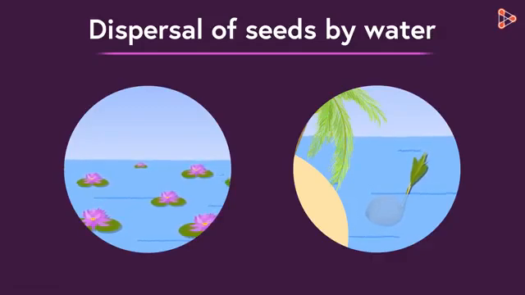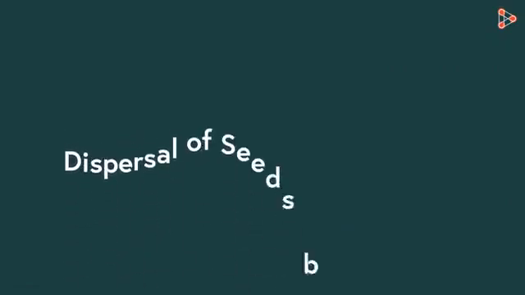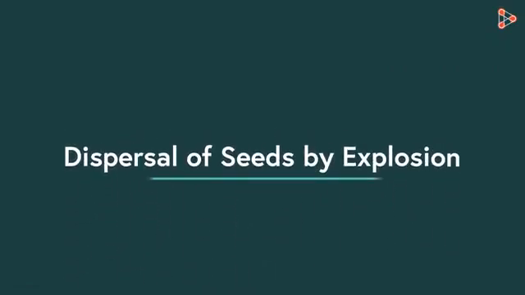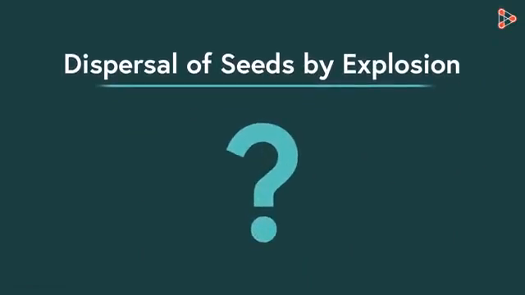What is the next type of dispersal? Let me name it for you. It's called dispersal by explosion. Did I just say explosion? You heard me right. Then what exactly explodes in a plant?